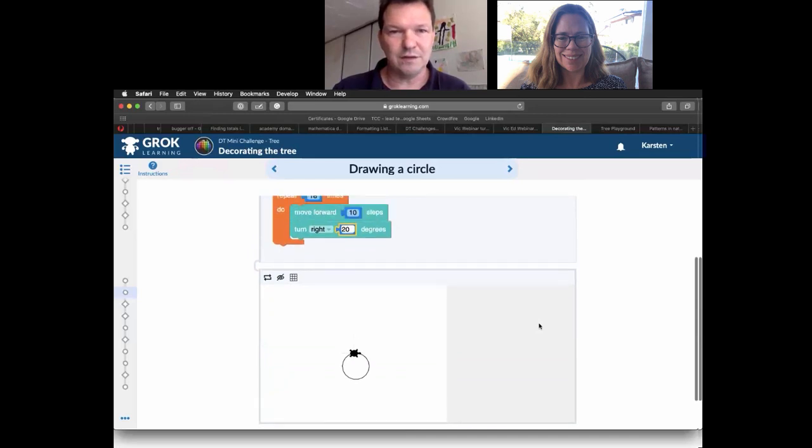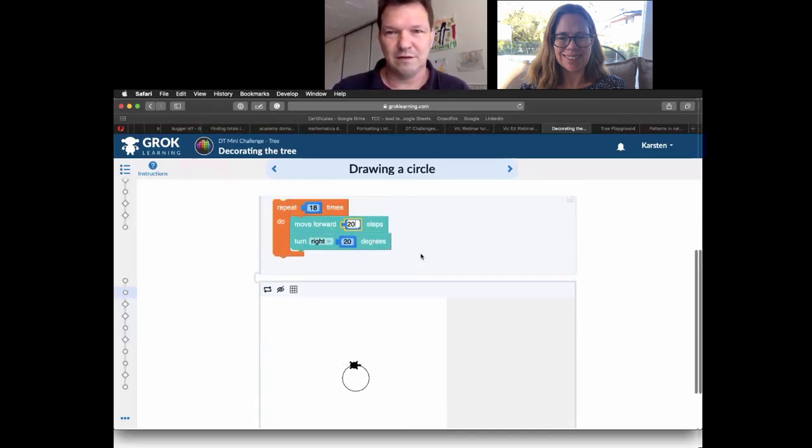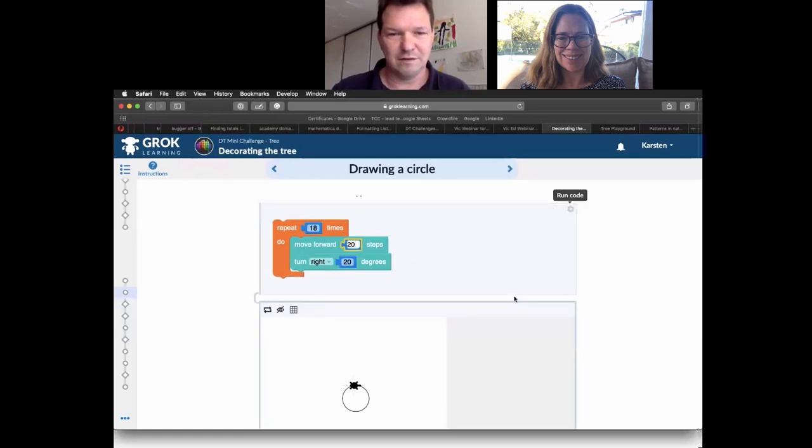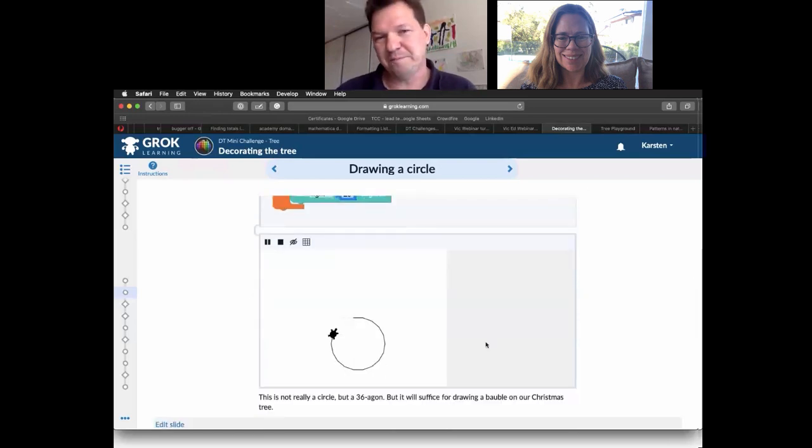Can you see it? Yeah, it still looks quite circly to me. What do people think? Does that one pass as a circle? That's edgy now. I think that's starting to look clearly edgy. Yeah, okay.